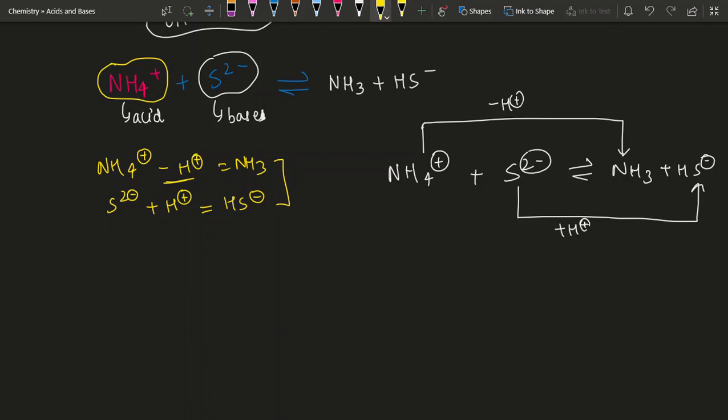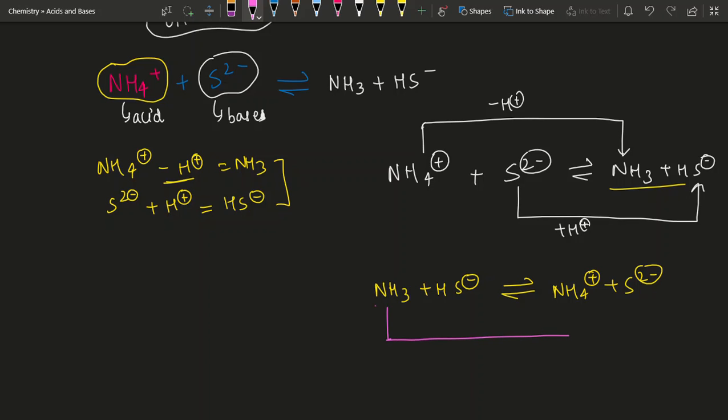If you instead took the product side and the reactant side, if you write this as NH3 plus HS minus, forming NH4 plus S2 minus, and notice here, I'm not talking anything about the rate of this reaction, how forward this will go. I'm just simply saying that this is not a complete dissociation from both sides. Then in this case, NH3 behaves like a base.